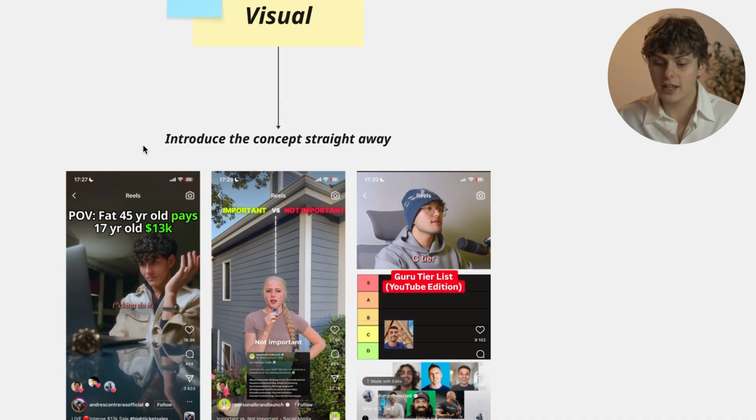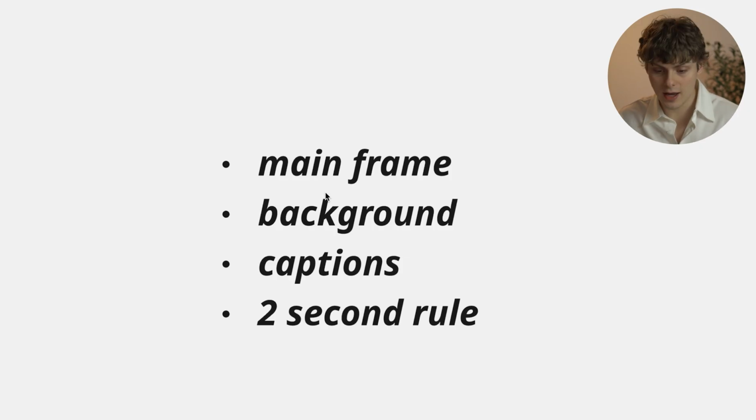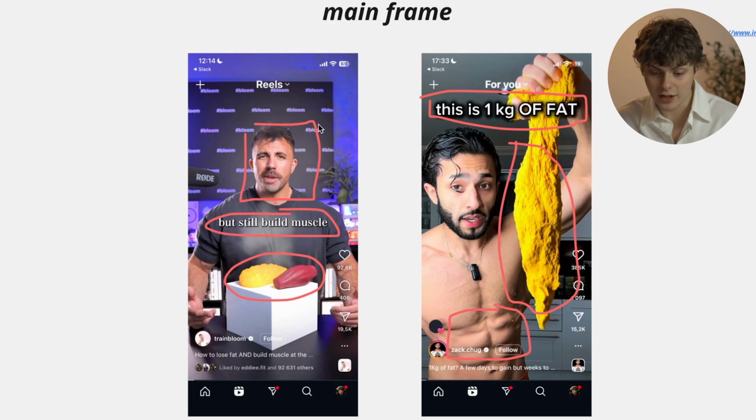First, the visual. The key here is to introduce the concept straight away. Think about it. People are scrolling through drama, controversy, memes, and that's the reason why it's so hard to capture their attention. So that's why you need to step up the game. Now, let me be honest. In some niches, it will be much easier than in others, but the principles stay the same. I like to think about it in 4 aspects: main frame, background, captions, 2-second rule. Let's break it down, starting with main frame.